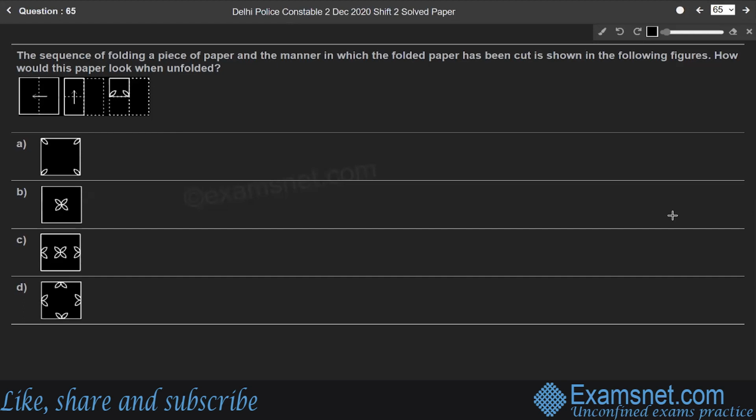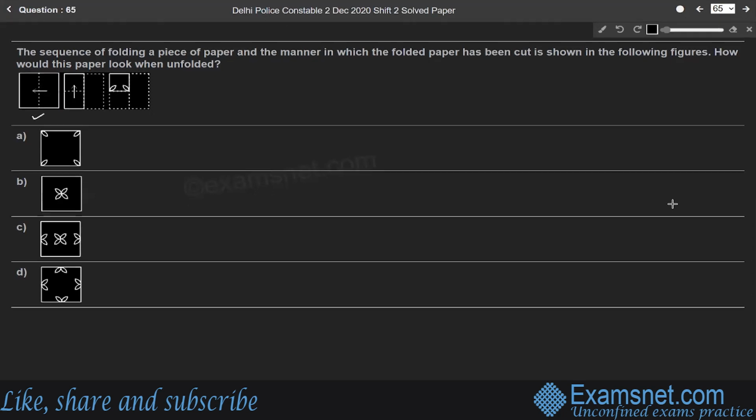Question 65. The sequence of folding a piece of paper and the manner in which the folded paper has been cut is shown in the following figures. How would this paper look when unfolded? So a piece of paper is folded like this, it is folded twice, and it is cut in this manner, right? Like two leaflets.